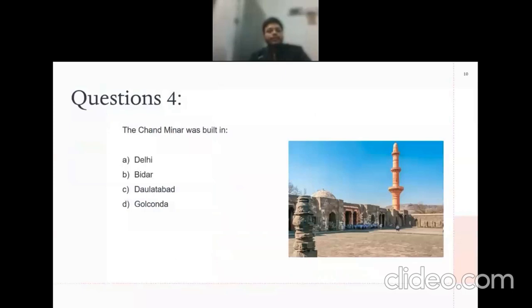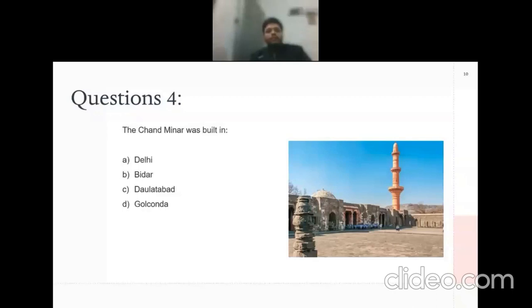Okay, coming to question number 4. The Char Minar was built in. You can answer without even seeing the slide. Was it built in Delhi, Bidar, Daulatabad or Golconda?